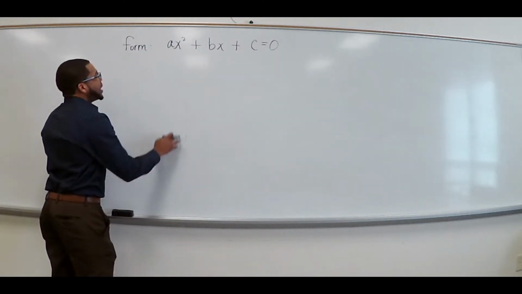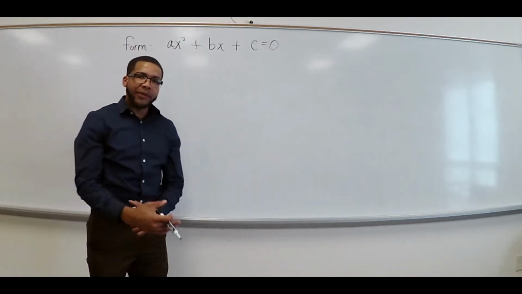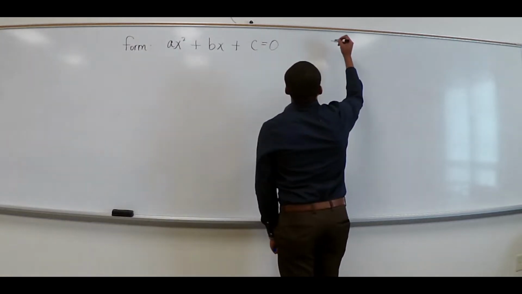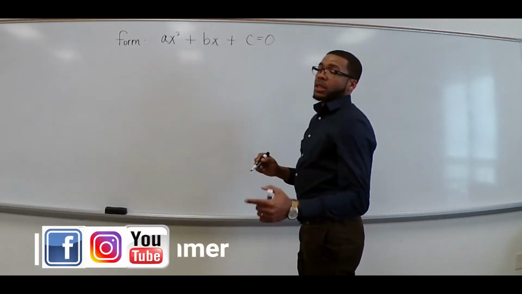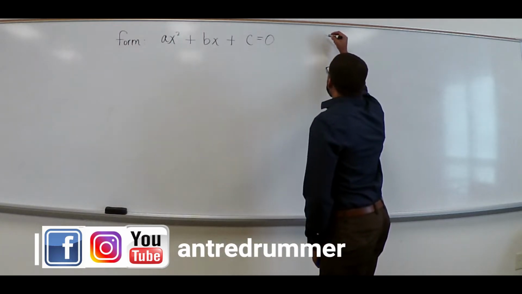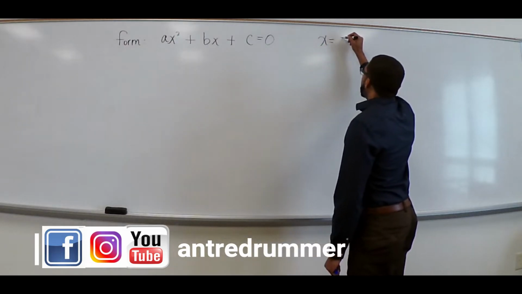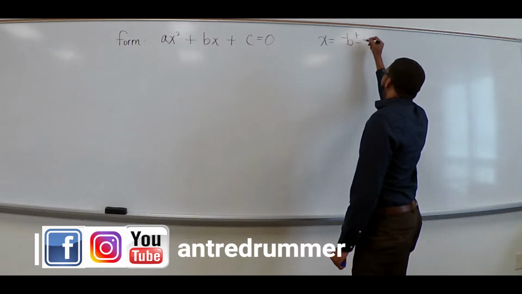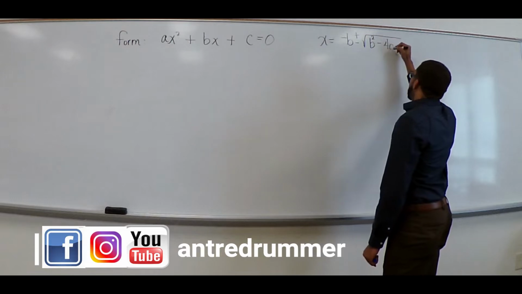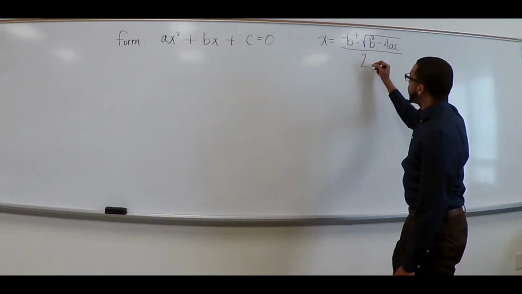There are several ways to solve quadratic equations, but the first one that we're going to work with is the quadratic formula. I made another video that tells you how to memorize the quadratic formula. We have x equals negative b plus or minus the square root of b squared minus 4ac, all over 2a.